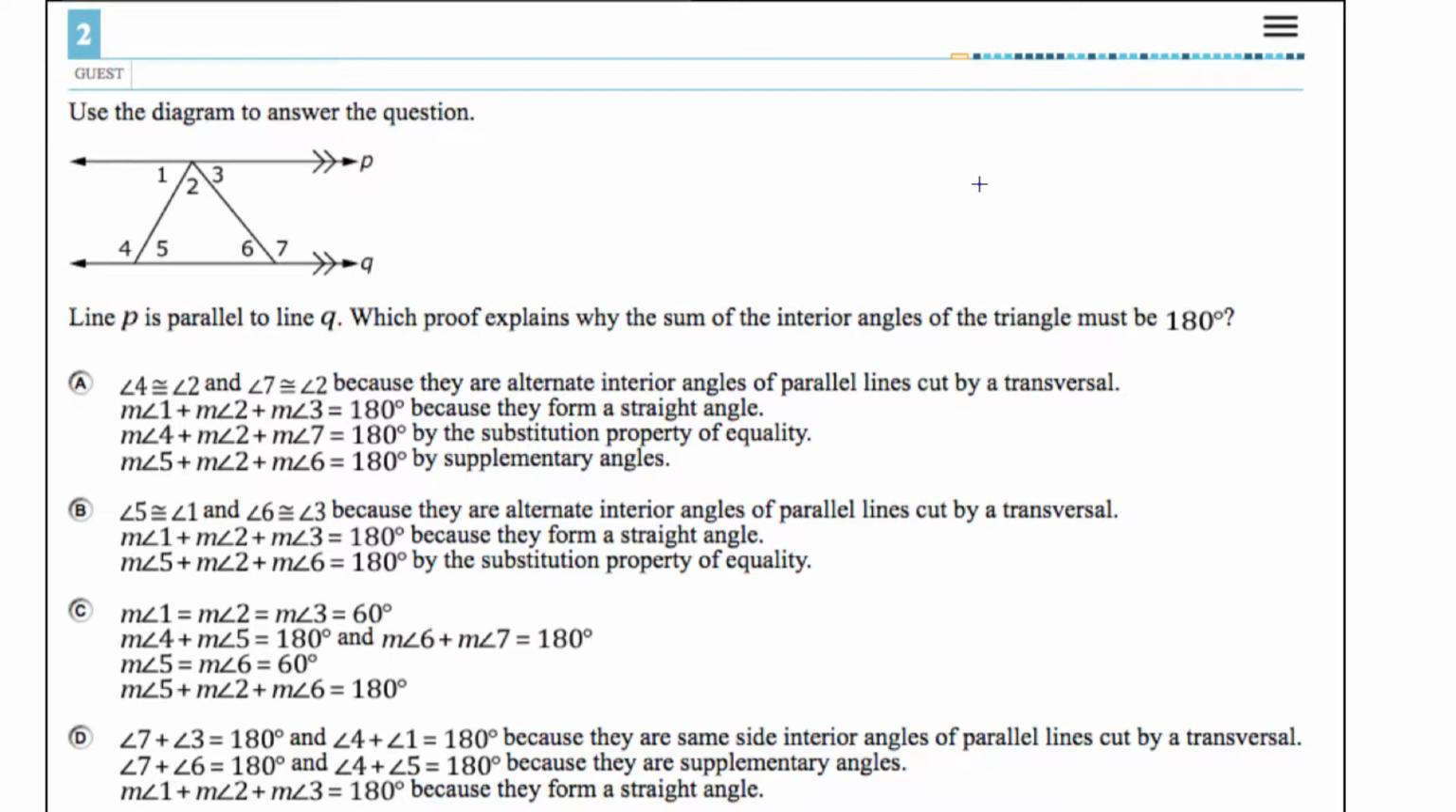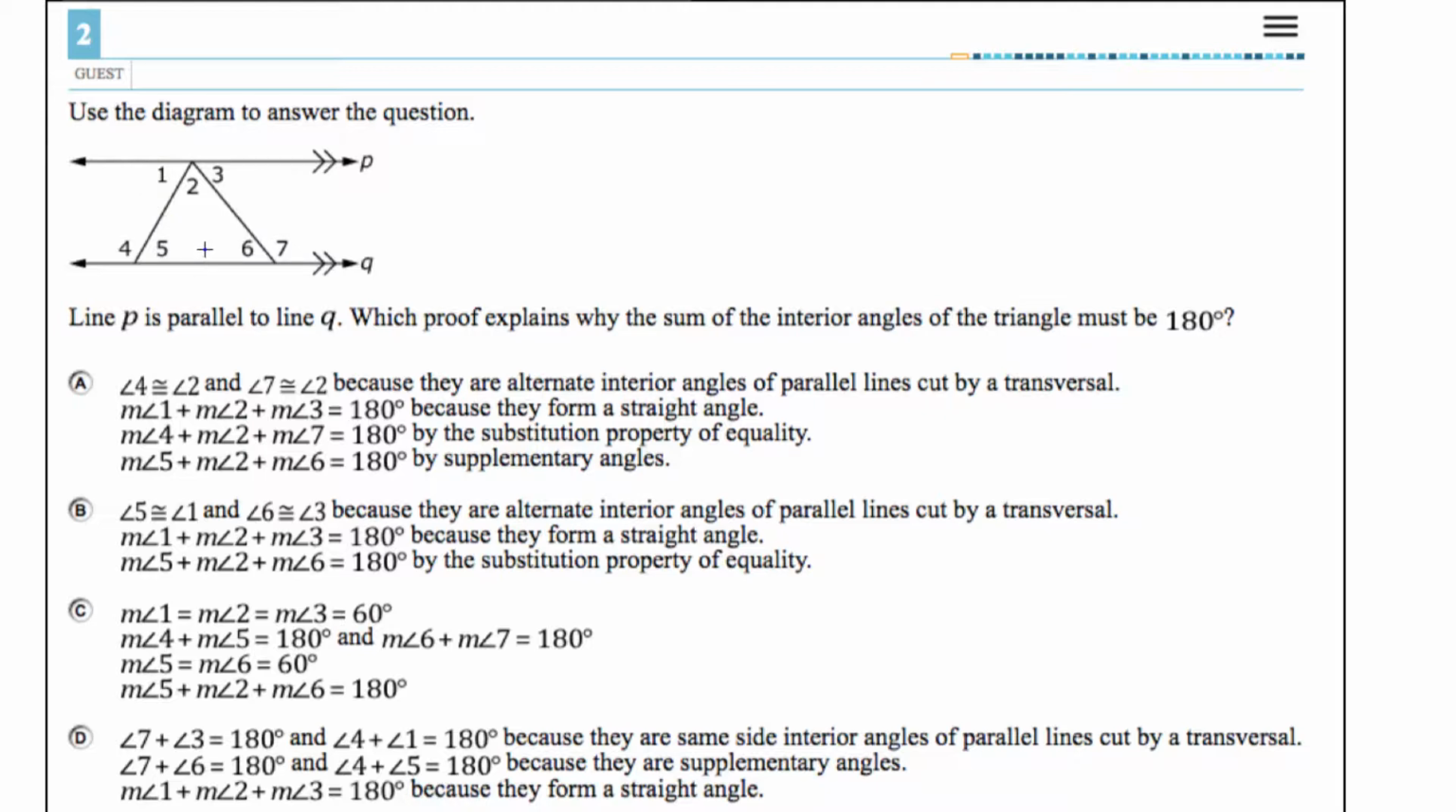For problem number 2, we have to use the diagram and we have to make a proof. We haven't talked about proofs that much yet, but I have given you an informal proof of this. Why must the sum of interior angles of a triangle be 180 degrees? We've seen this diagram before. It should look familiar, and the correct answer is the same proof that I gave you guys using alternate interior angles, and then adding all three of these up.